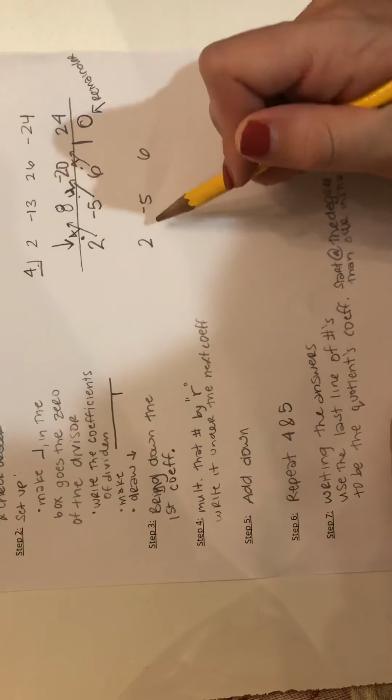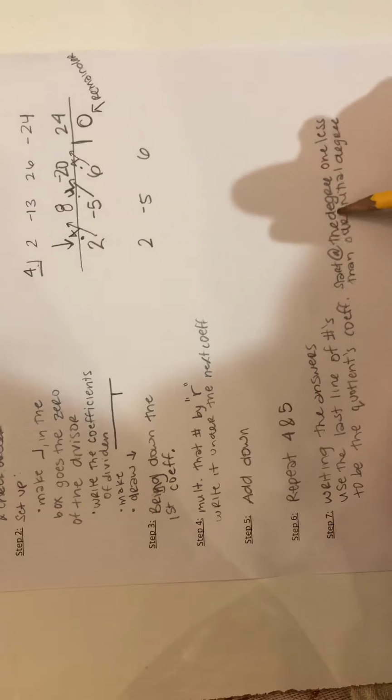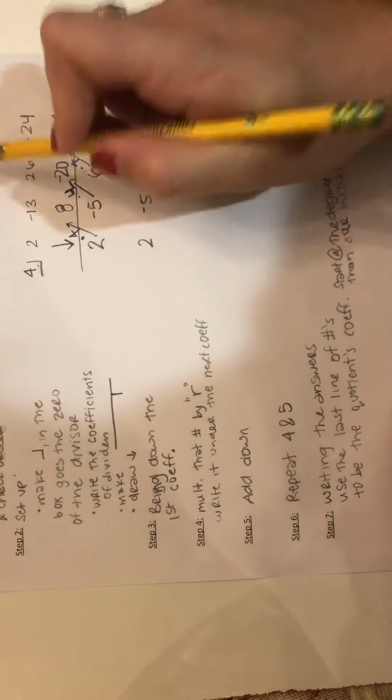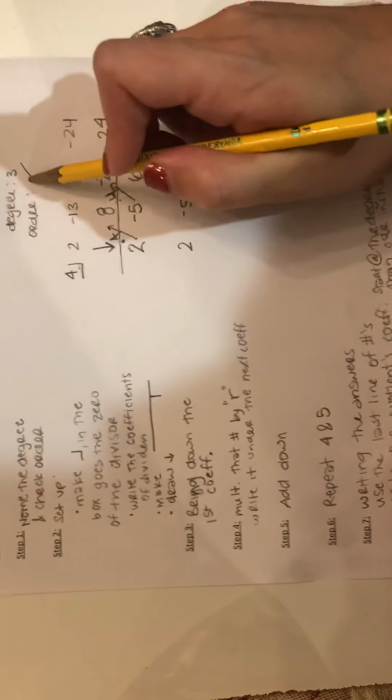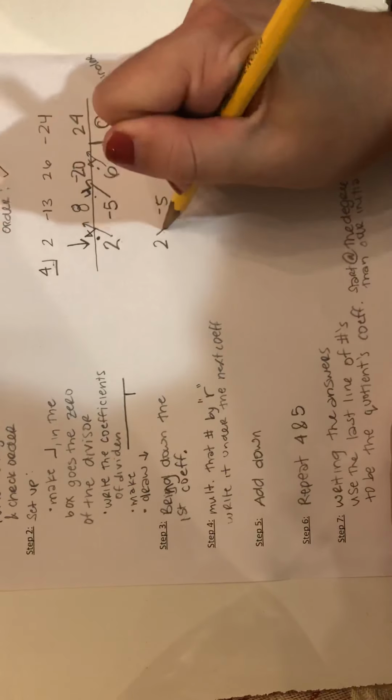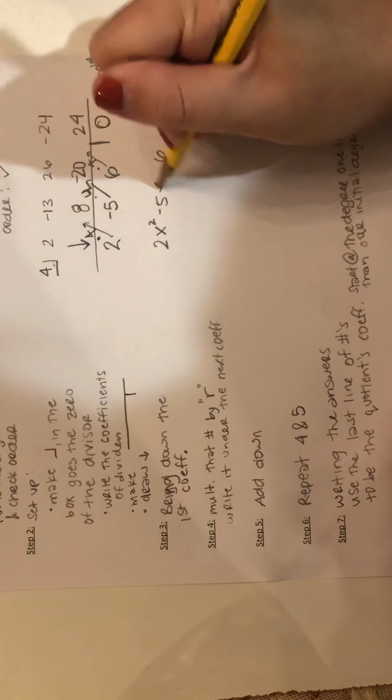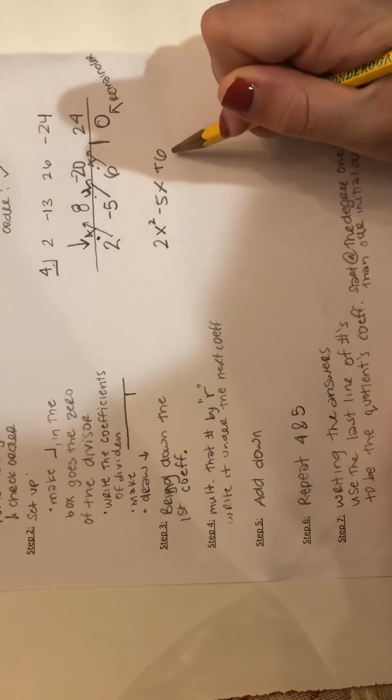So these are going to be coefficients now. So we need to give them x's. Well, we need to start at the degree 1 less than the initial degree. So this was x cubed. So we're going to do x squared, x, and then that's a constant.